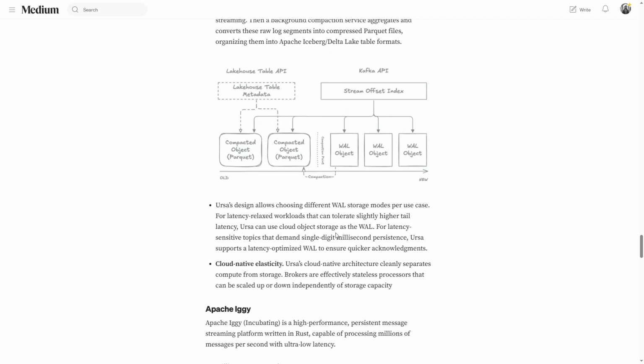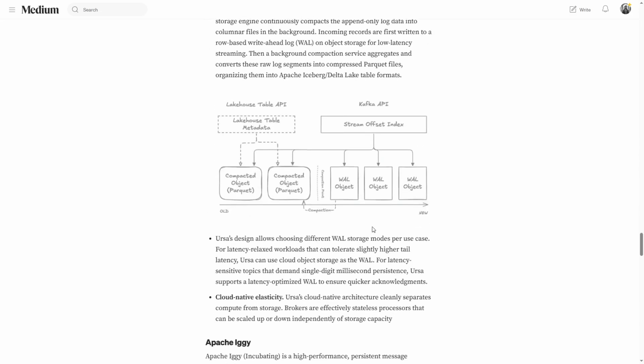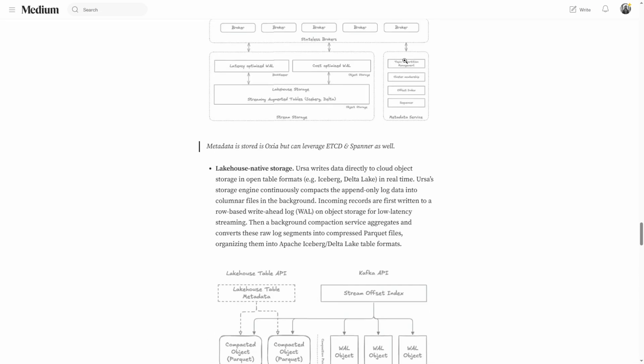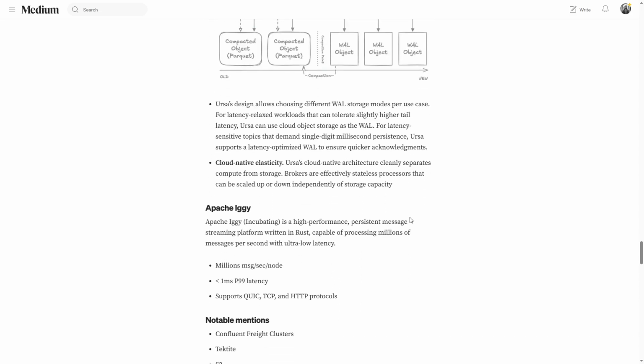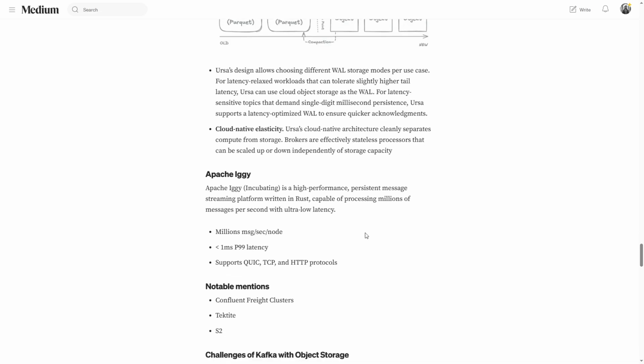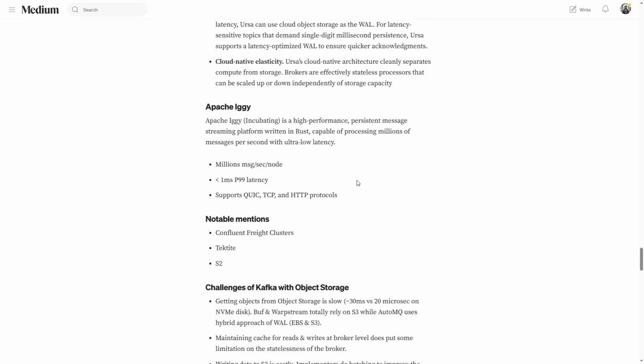Again, because they have made the brokers stateless and leaderless, we can scale these brokers up and down as and when we want, and storage remains on the object storage. So that can also scale automatically, and it makes the solution truly cloud native, where we have storage and compute separation, making them scale independently for a larger scale.